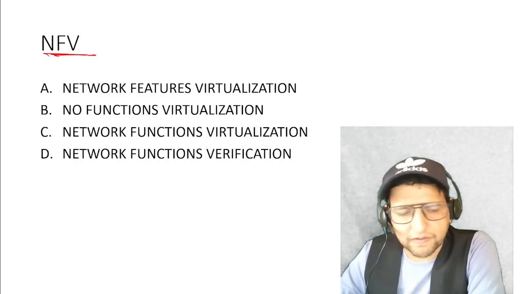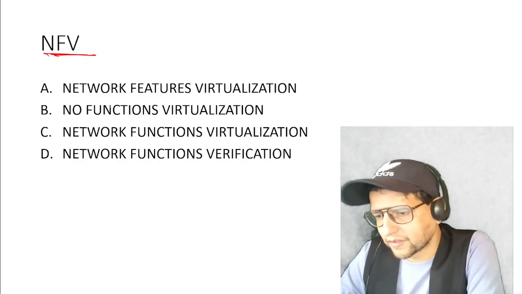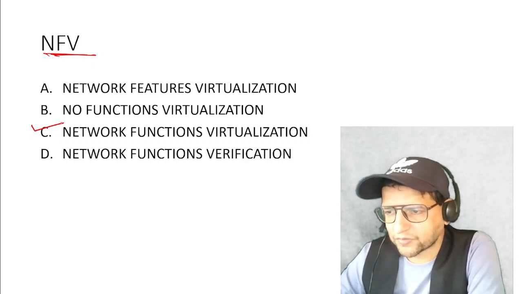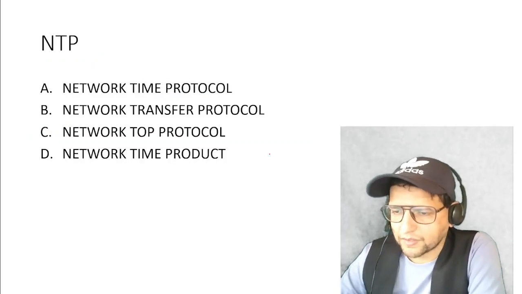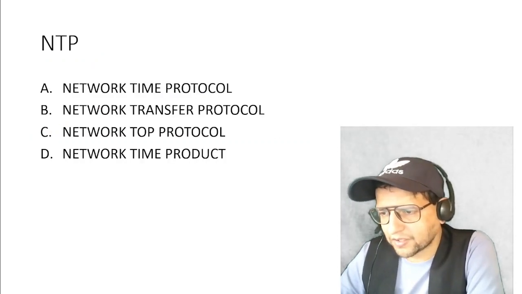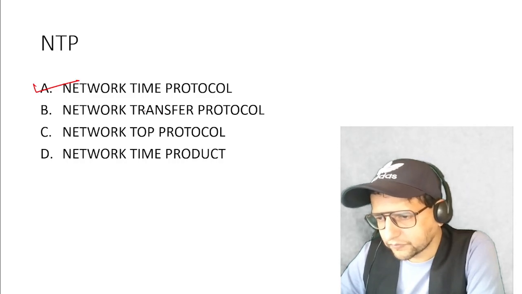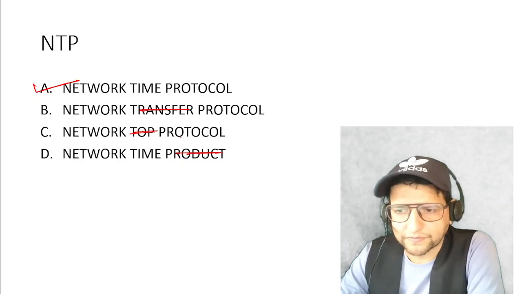NFV is your network functions virtualization. Network functions virtualization. So this is the right one. It is not features, it is not verification. So C is the right one. NTP is a network time protocol. This is right. It's not transfer, it is not top, it is not product. So A is the right one.